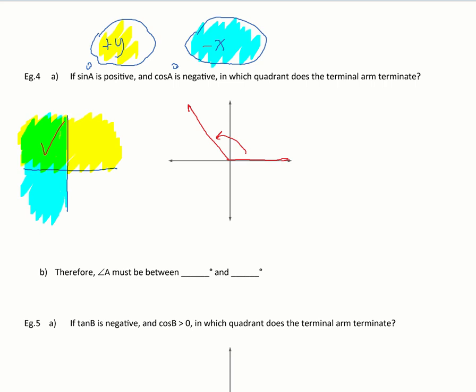Now, if I'm in that quadrant, I must be between, well, 90 is there, and 180 is way down here. So if I'm in quadrant 2, I must be between 90 and 180.